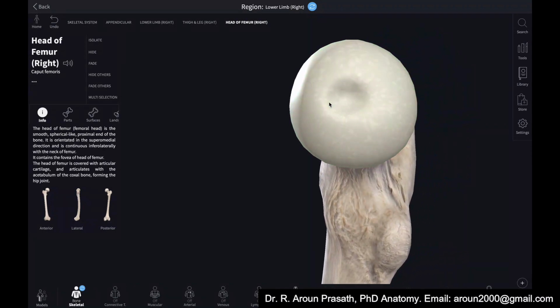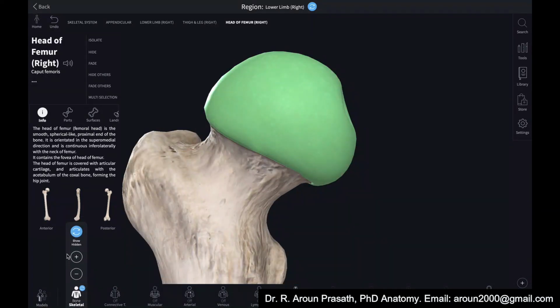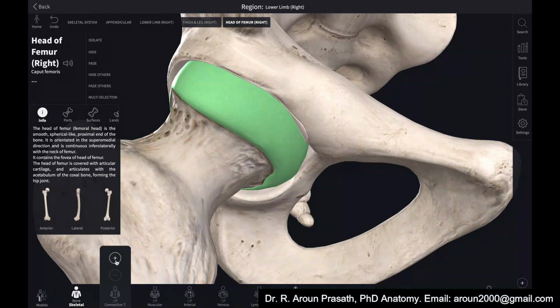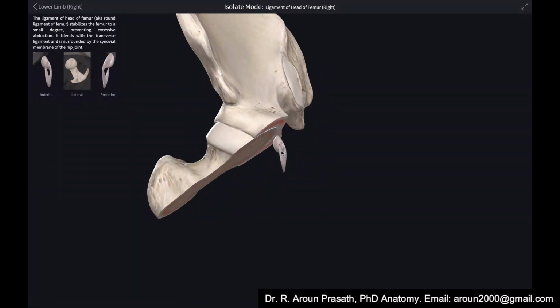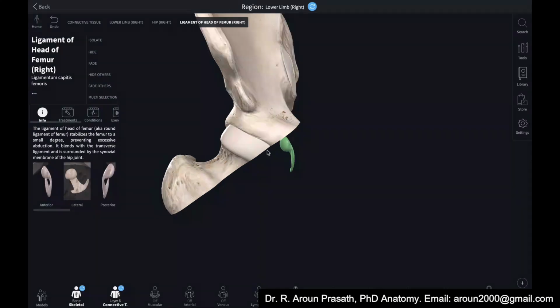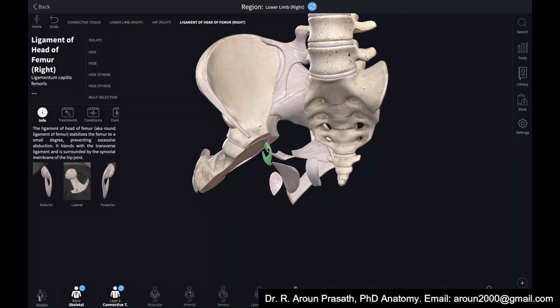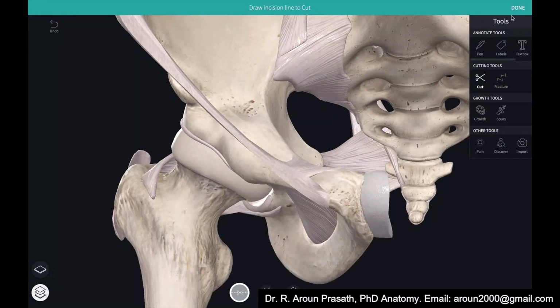If you see the head of the femur, there is one fovea. Fovea means pit. To this fovea and to the acetabular notch there is a small ligament attached. This ligament is holding, preventing the dislocation of the hip joint. To show that ligament, this is the ligament of the head of the femur, also called ligamentum capitis. This point is attached to the fovea of the head of the femur, and this point is attached to the acetabular notch.